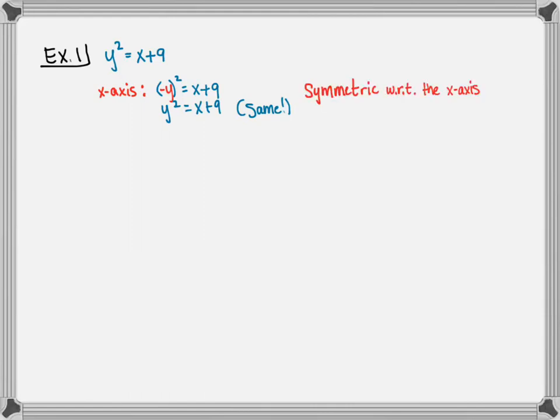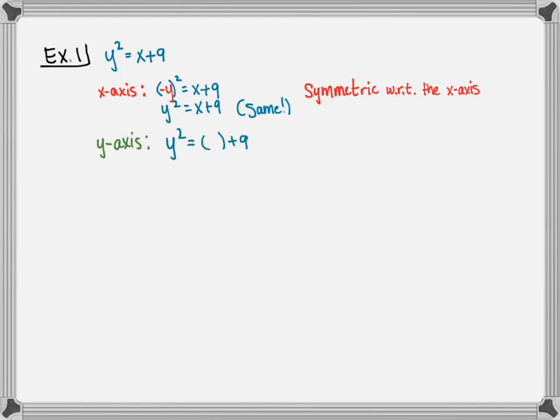Let's look at a few examples. For example, y squared equals x plus 9. To determine if it's symmetric with respect to the x-axis, we'll take the equation, and where y is, we'll substitute in negative y. Simplify this. So y squared equals x plus 9. This is the same as the original equation, so the graph of this equation is symmetric with respect to the x-axis.